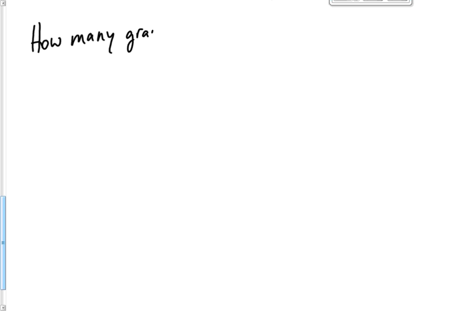Okay, so how many grams, or what is the mass of 3.62 moles of carbon? Okay, so there's our question. How many grams does 3.62 moles of carbon have?